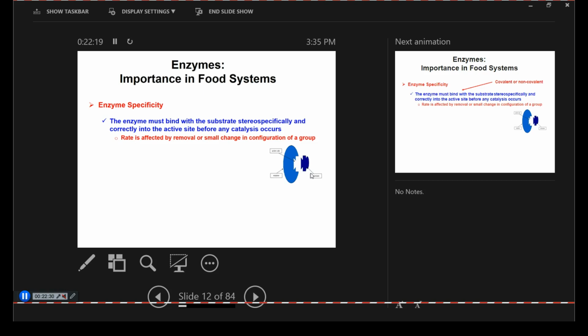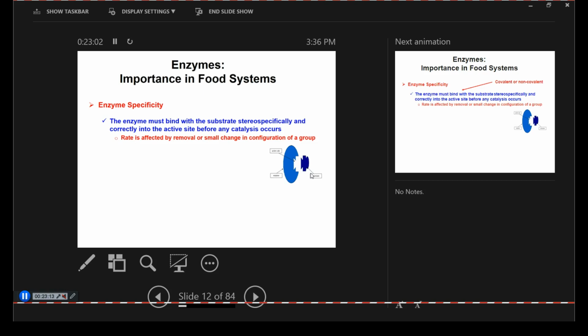Enzyme specificity. So again, highlighting what I said earlier, in order for the enzyme to work, there should be some specific interaction between the enzyme and the substrate. So the enzyme must bind with the substrate stereospecifically and correctly into the active site. So there is the active site here, this is your enzyme, this is your substrate. Based on the structure of the substrate and the structure of the enzyme, there is a location where they can bind very specifically, resulting in lowering the activation energy and converting a substrate into a product.